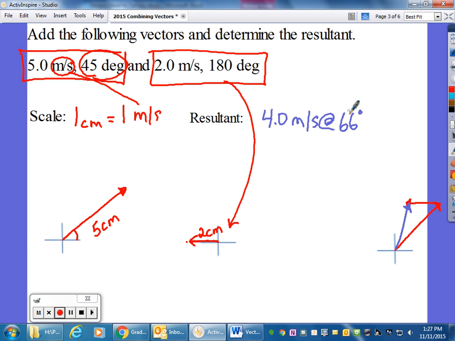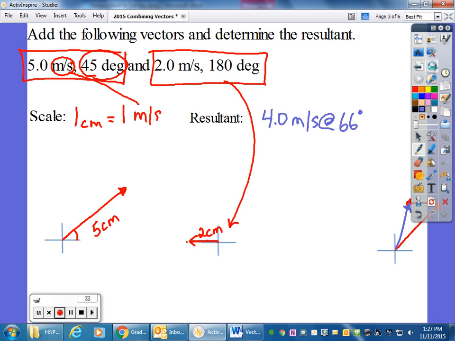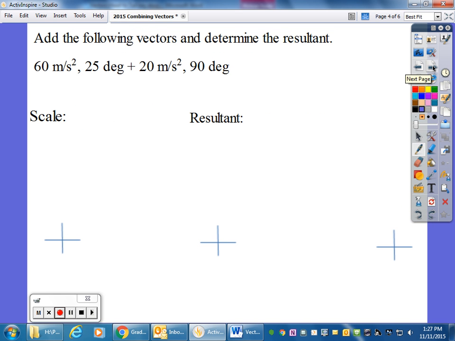From your ruler. You measure 4 centimeters on your ruler. It's the size of the line from your ruler. And then this is the angle that the line is pointing towards from your protractor. Okay, one more. I'm just going to do the scale for this one just to show you an example of a scale that is not 1-to-1, since the last 2 scales were 1-to-1.